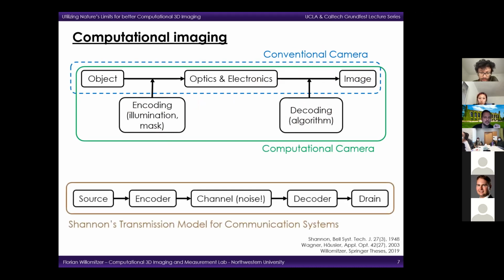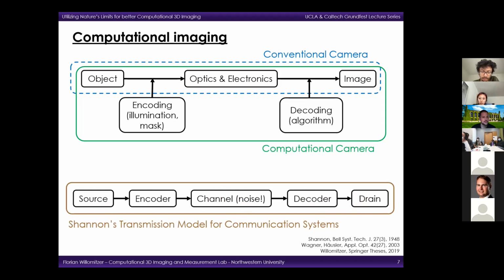And whoever in the audience is actually a little bit familiar with information theory sees a striking resemblance to Shannon's transmission model for communication systems. So what this model does is it basically describes how source information is encoded so that it can pass the noise-affected communication channel without too many losses. And then it's decoded on the other side where the information should be delivered.